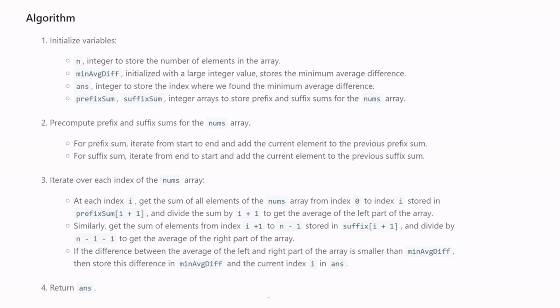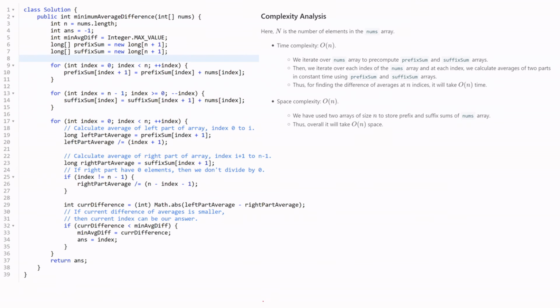I think we don't need to go through it in detail. If you want to go through it, just pause and read it. Now coming to the solution implementation part, right? We have to initialize the same way: int n, answer, and minimum average, but we have to add only two extra parts: the prefix sum and suffix sum, which are arrays. We'll take n plus 1 as the size of both arrays.